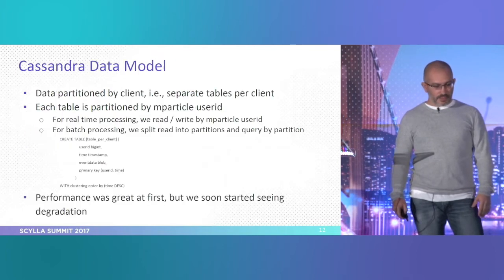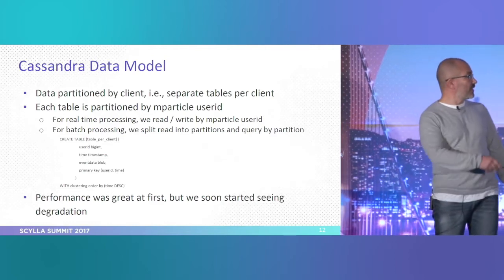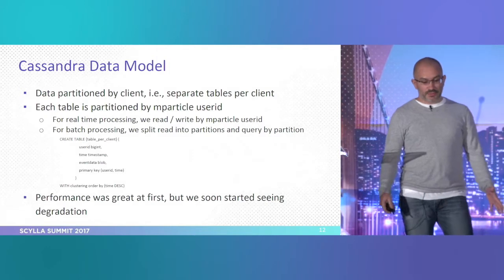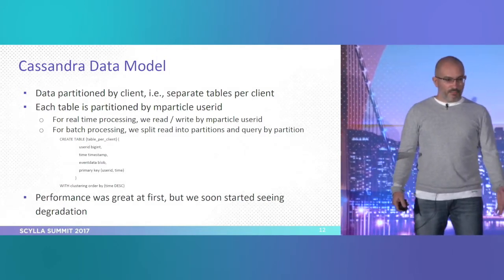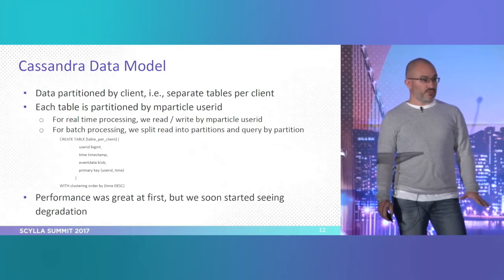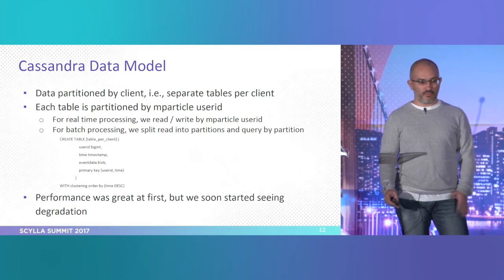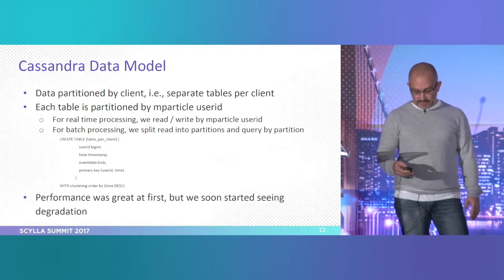So the data model is relatively simple. You see a representation of one of our client tables here. Data is split into tables per client, and performance for the first couple of years was great with Cassandra. We didn't have any issues. It was keeping up, low latency, no problems. However, after a short amount of time, we started seeing performance degradation.